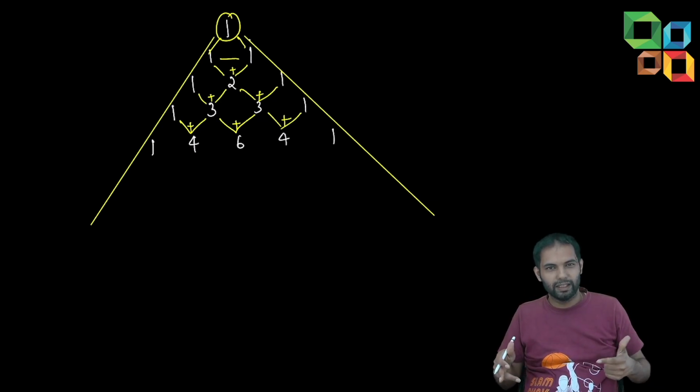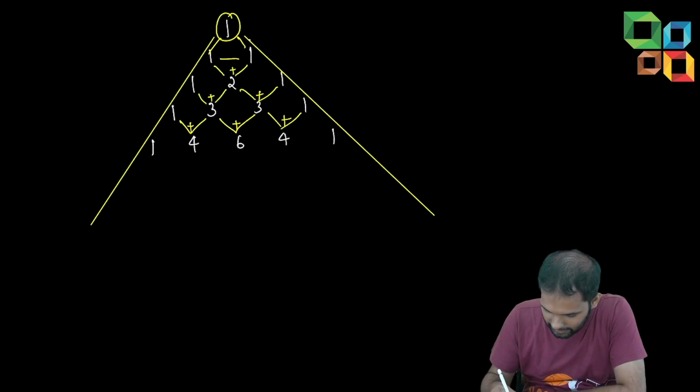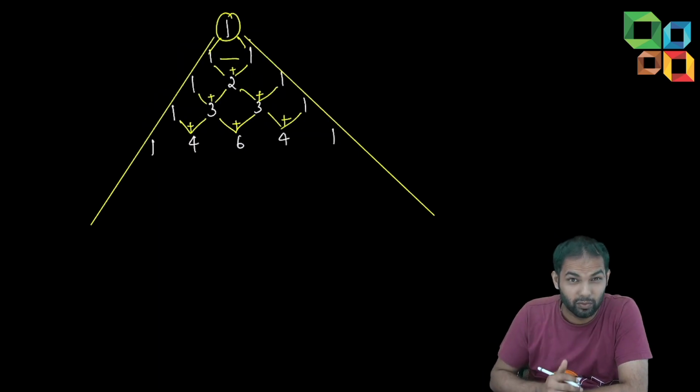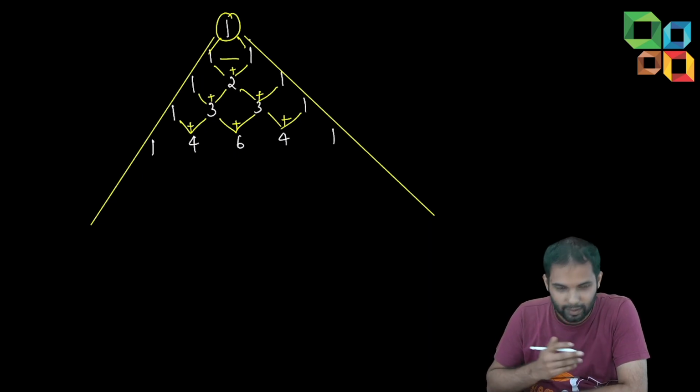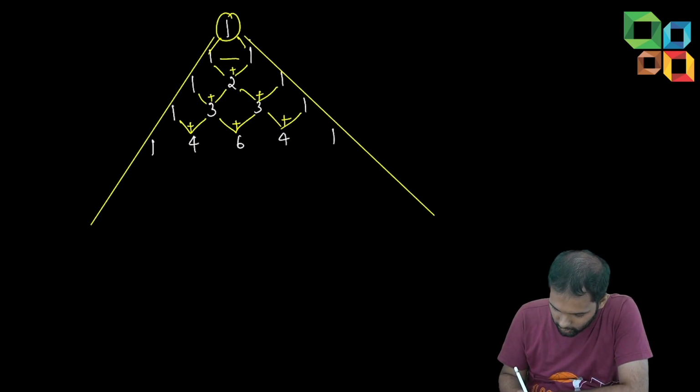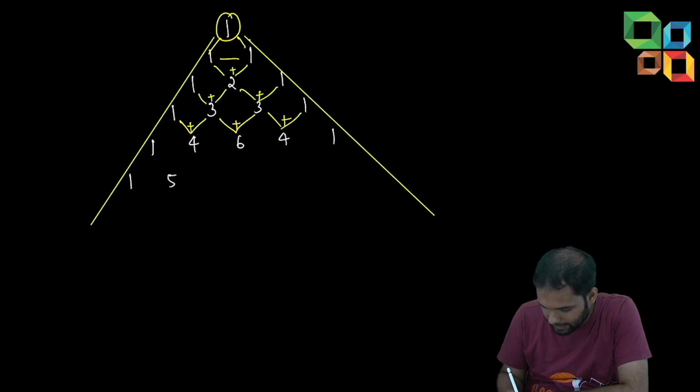Have you seen this number anywhere before? I'll write one more line, then we can figure out where we have seen this number. It's somehow we can think of: this is 1, this is 5, 1 plus 4. So 4 plus 6 is 10. This is also 10, this is 5, and this is 1.